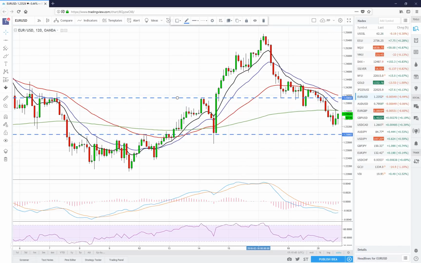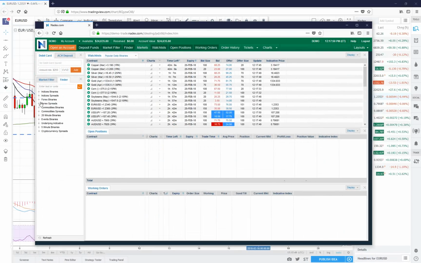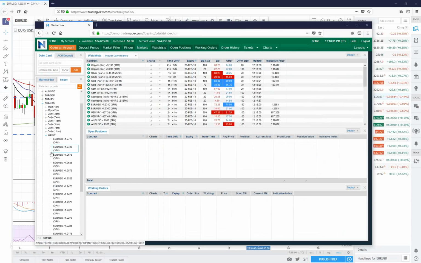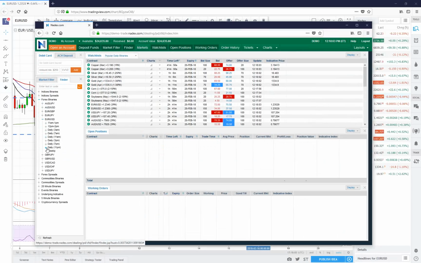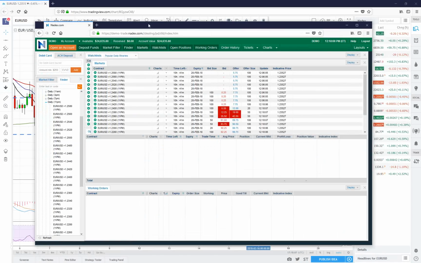Let's have a quick look here at those Nadex contracts. We're looking at euro against the US dollar. And once again, I wouldn't be trading this right now. It's just for now an example to show you guys how we could approach proper risk management. What am I trying to trade here?